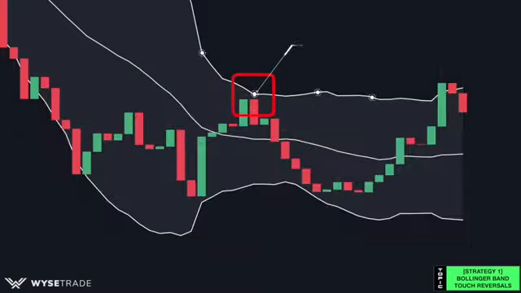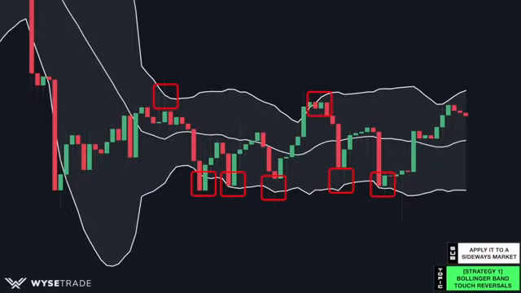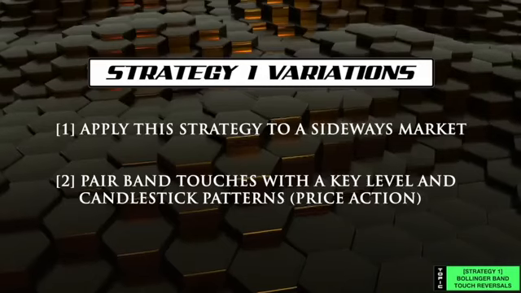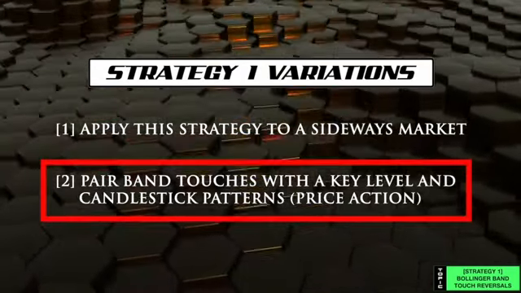First, apply this strategy to a sideways market. Notice how the bands are moving horizontally and price is moving sideways. So whenever price hits, it results in a quality reversal. And second, pair the band touch with a key level and candlestick price action.